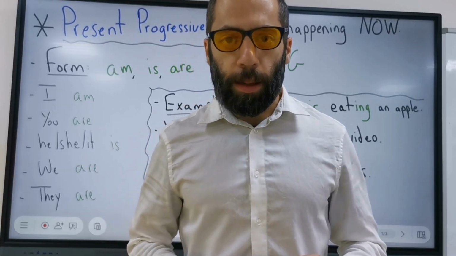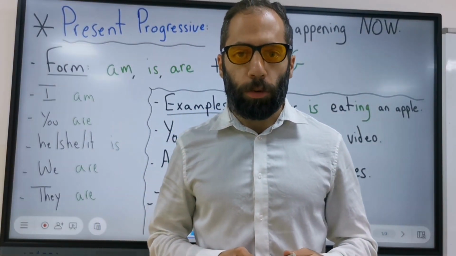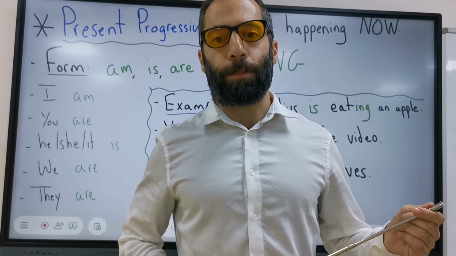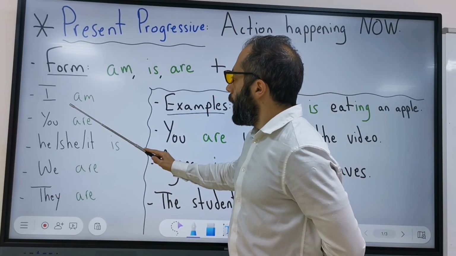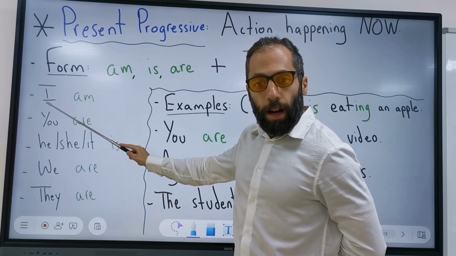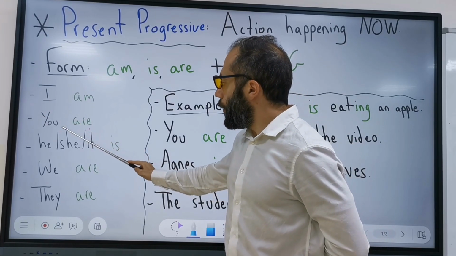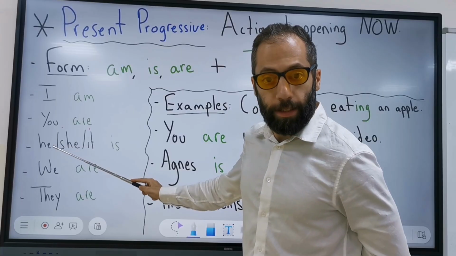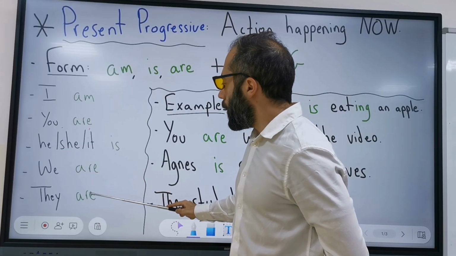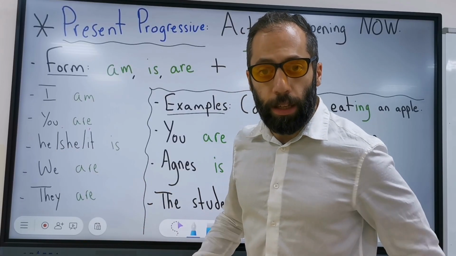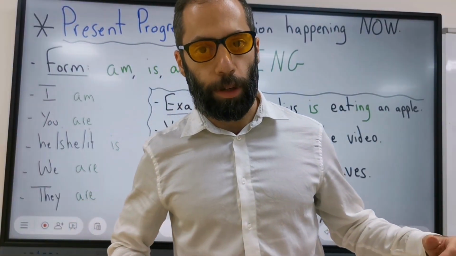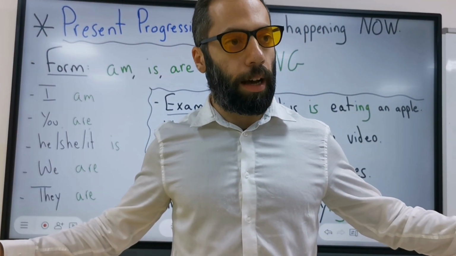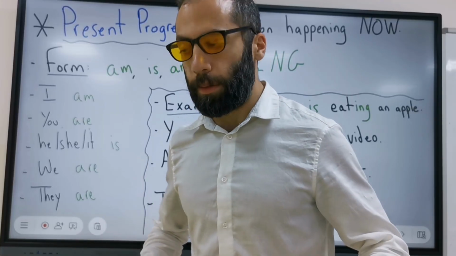Now, of course, some of you might be wondering, when do I use am, when do I use is, when do I use are? It depends on the subject. For example, I will use am with I am. I will use are with you are. I will use is with he, she, or it. And I will use are with we and they. We are, they are. So that's the verb to be. And then I will add ing. And voila, guys, I will have the present progressive.